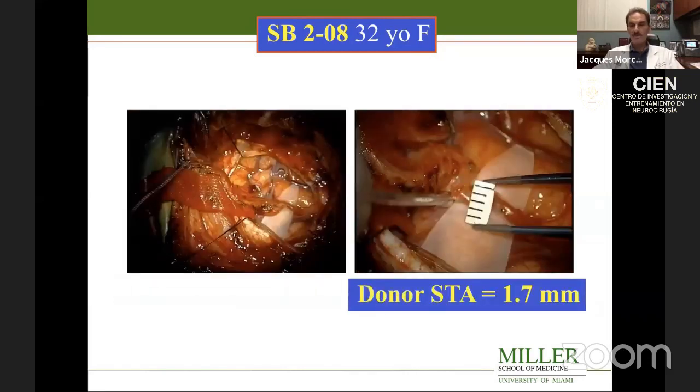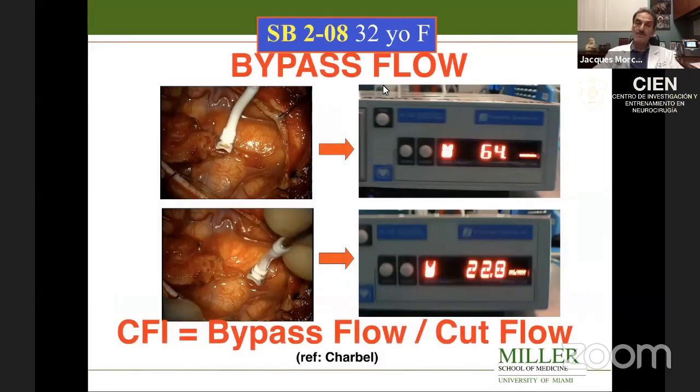Here is the bypass completed, and I measure the flow after I complete the bypass. Remember, the cut flow was 60, and now it's 64 cc per minute. It means the cut flow index is even more than 100%. It tells us that this patient really needed the bypass. And that's, again, the concept of CFI, cut flow index.